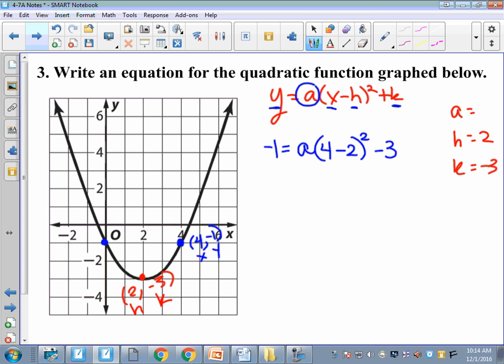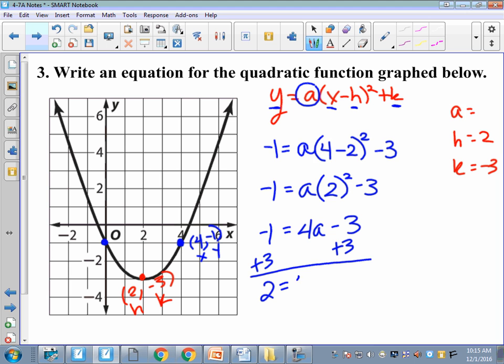So order of operations, I need to do what's inside the parentheses first. So 4 minus 2 is 2. Do it one thing at a time. Next step is to square the 2. And I'm going to put it out in front of the a. That's how many a's we have. So we have 4 a's minus 3. Add 3 to both sides. I get 2 is equal to 4a. Divide by 4. And that tells me that a is equal to 1/2.